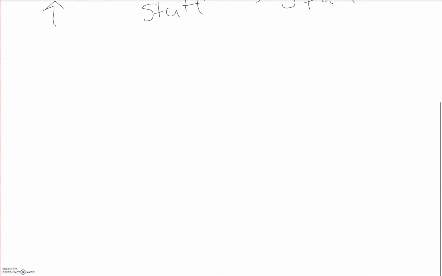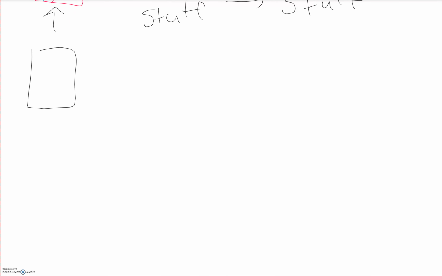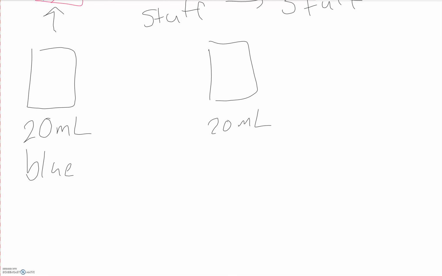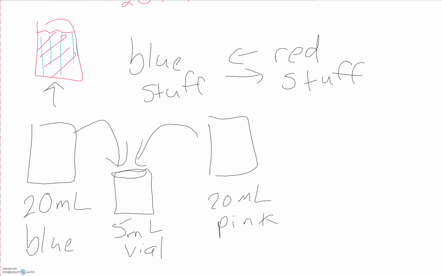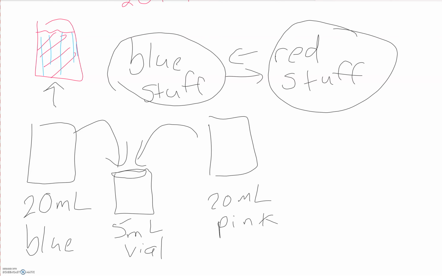So what we're going to do is we're going to have two vials, and we're going to put 20 milliliters each of the blue stuff and 20 milliliters of the pink stuff, and we are going to put different ratios of each one of those solutions into a single 5 milliliter vial. Okay, with what purpose? We want to find the point where the switch over from being product favored to being reactant favored happens somewhere in the temperature that we can control.